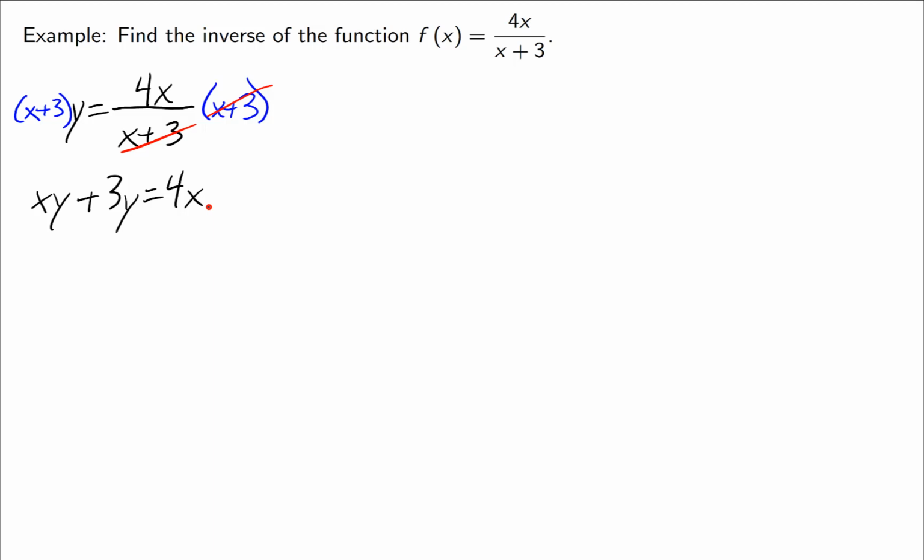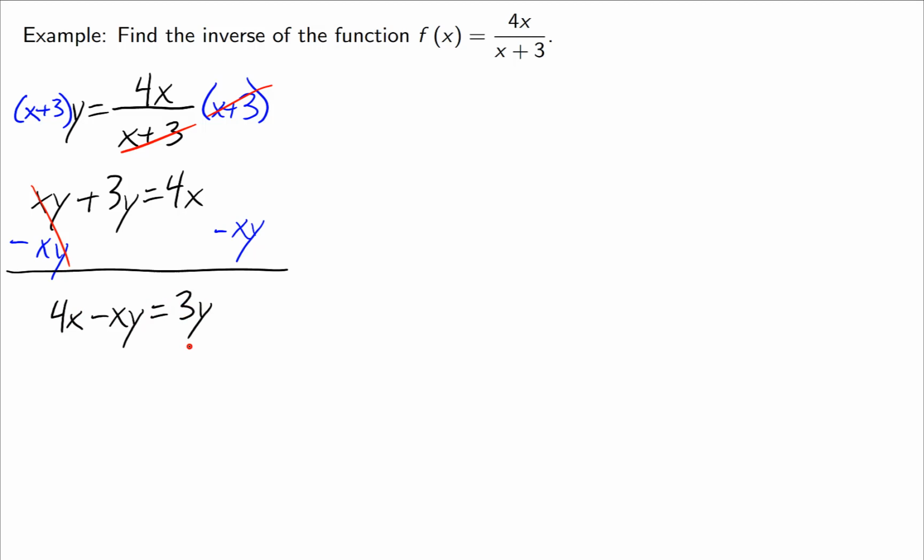everything involving y on the other side. So with that said, I'm going to subtract xy from both sides because that term has an x in it. And if I move that, that will get all of my x's on one side and my terms without x's on the other side. Let's rearrange this as I go and write this as 4x minus xy is equal to 3y.